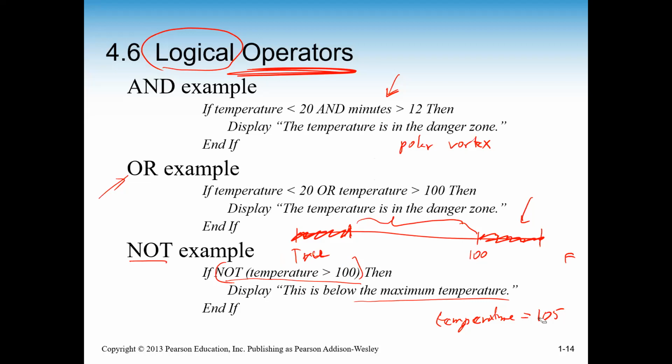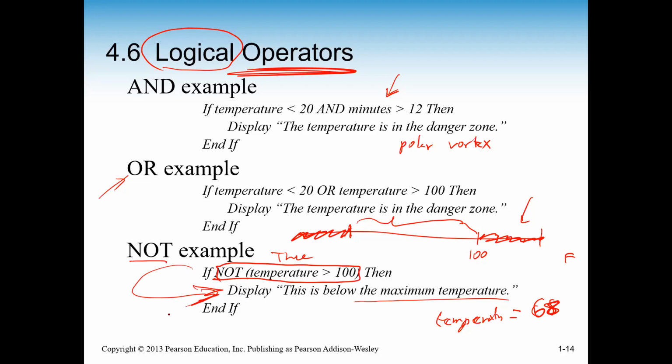So in this case, if the temperature was 68, so this might be better to visualize. Is 68 greater than 100? No, so it's false, right? But for it to execute here, this has to be true. So if we do not false, what is that? True, right? And so the entire expression here just became true.